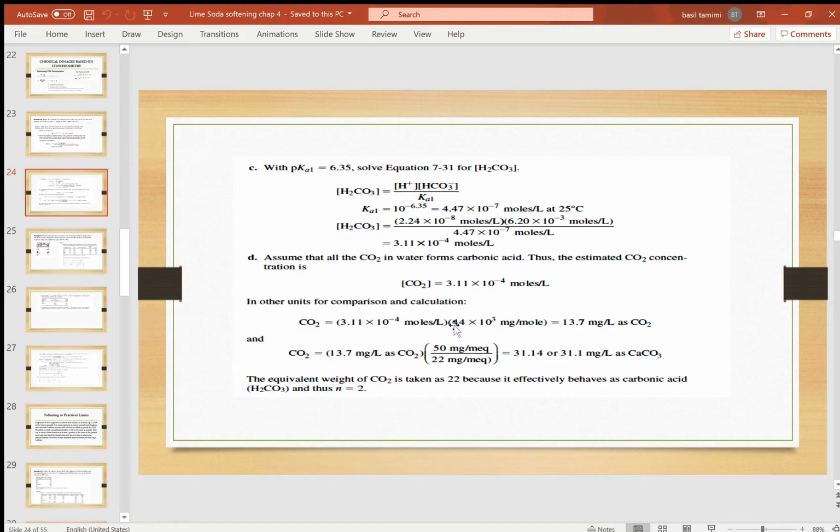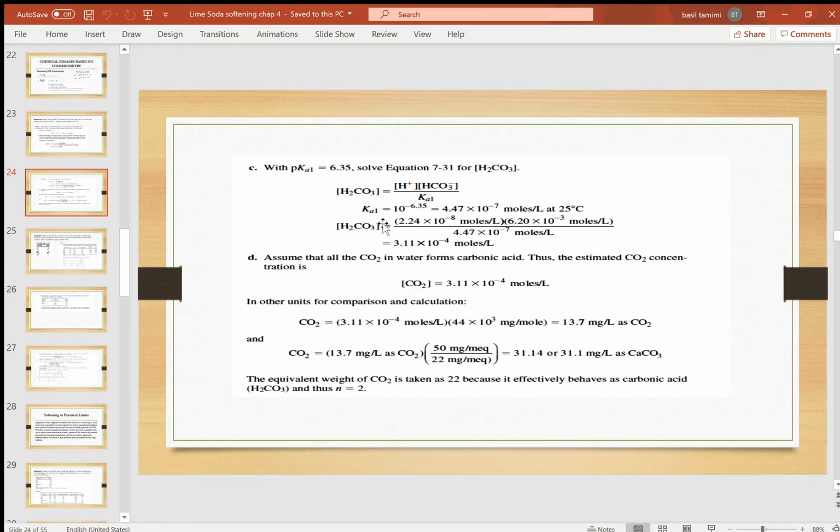So the molecular weight of carbon dioxide is 44. I have to divide this by the charge, but it is not quite clear which charge I have to use for carbon dioxide. Since we know that the carbon dioxide to carbonic acid ratio is 1:1, basically the origin of carbon dioxide is carbonic acid, we can break down the carbonic acid into two parts.